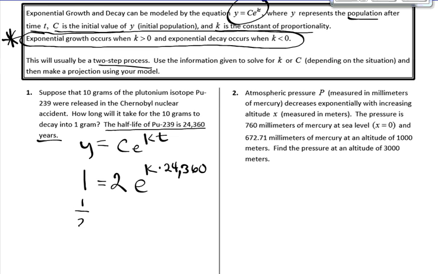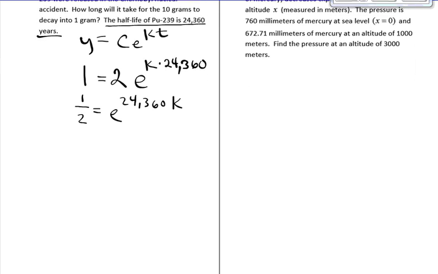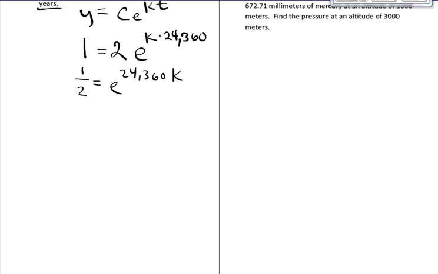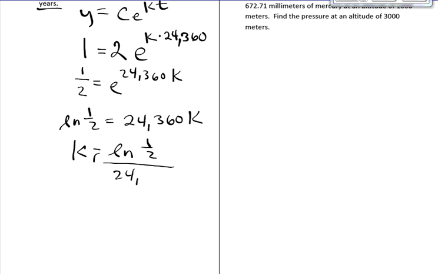Or you could have gone straight into this formula, which is half equals this formula here. Okay, so let's just have a recap of how to solve this type of equation. So we have e, so we want to use natural log to undo that. So we have natural log of 1/2 equals 24,360k, and then divide by that 24,360. Okay, if this is not a calculator question, we would leave it like that.